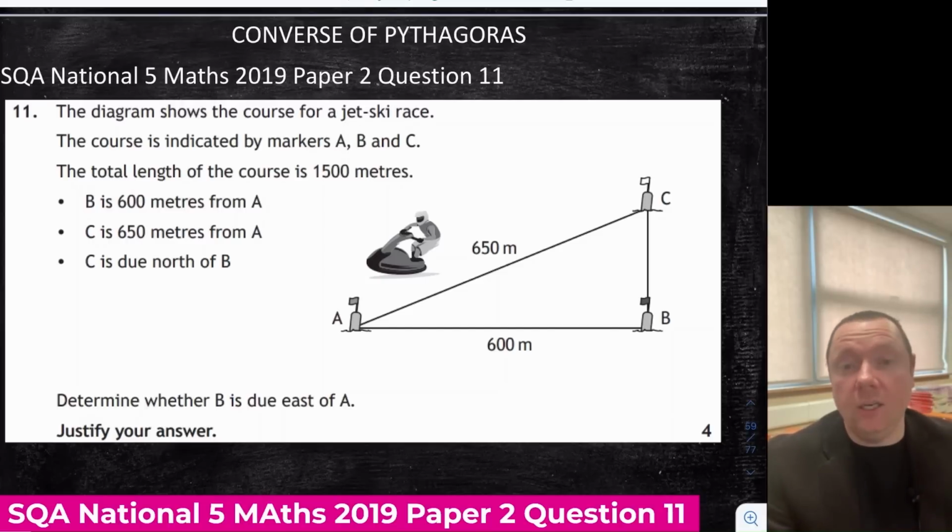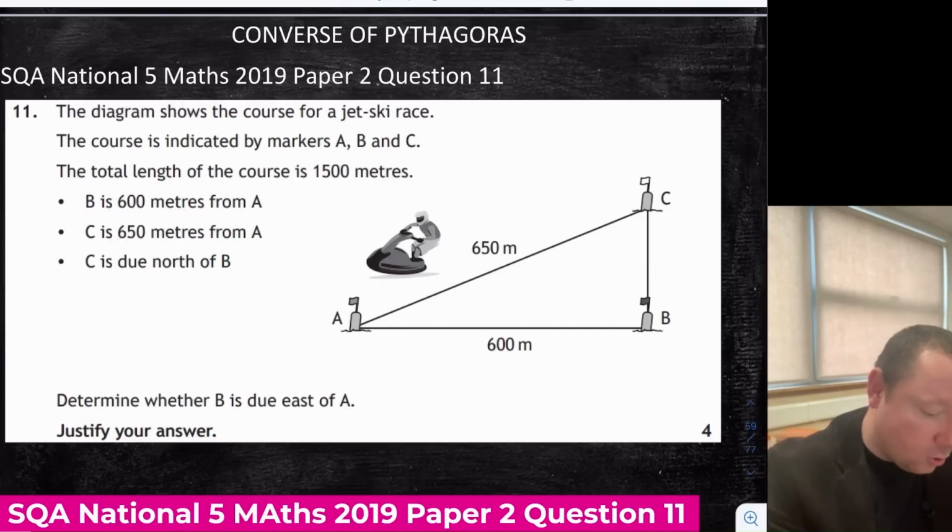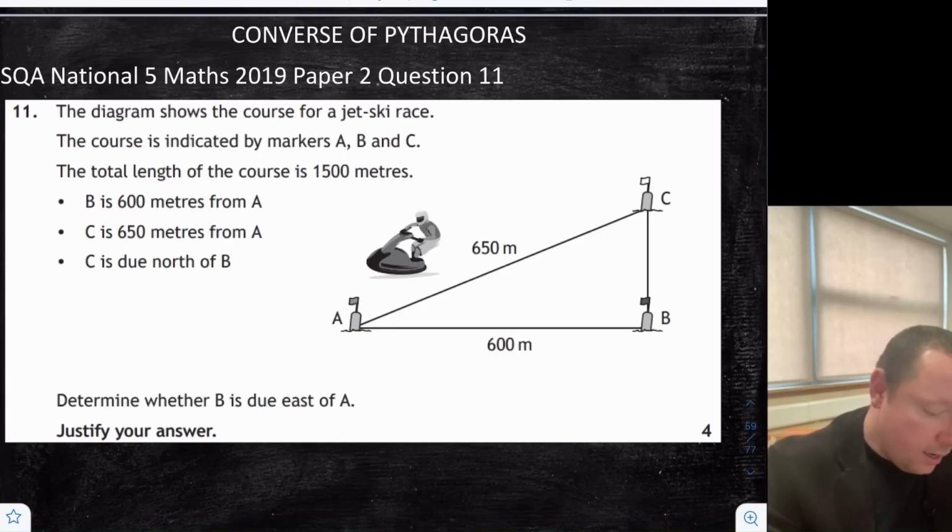2019, Paper 2, Question 11, Converse of Pythagoras. The diagram shows a jet ski race. The course is marked out by markers A, B and C. It says B is 600 metres from A, C is 650 metres from A, and C is due north of B. Determine whether B is due east of A.